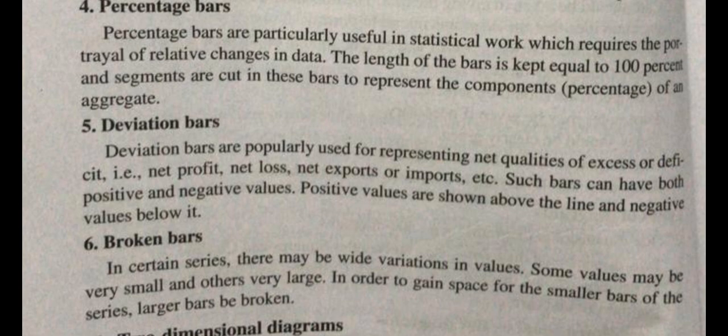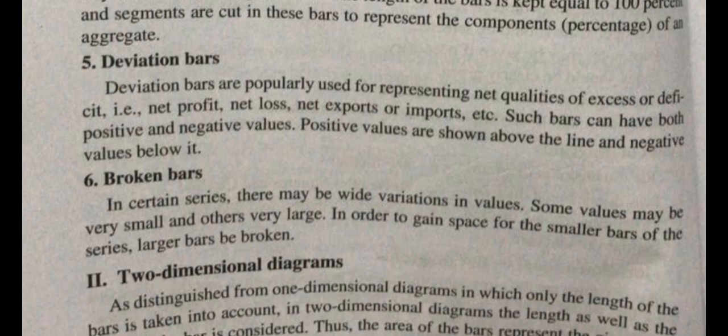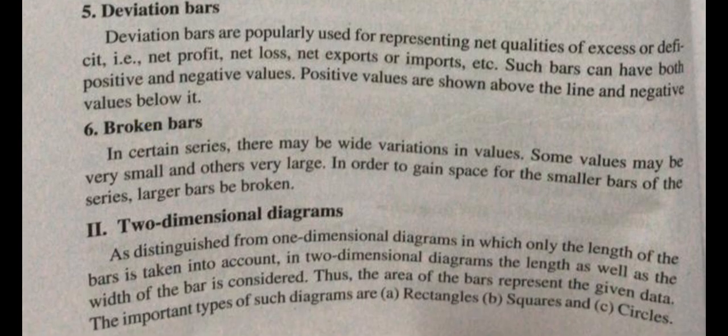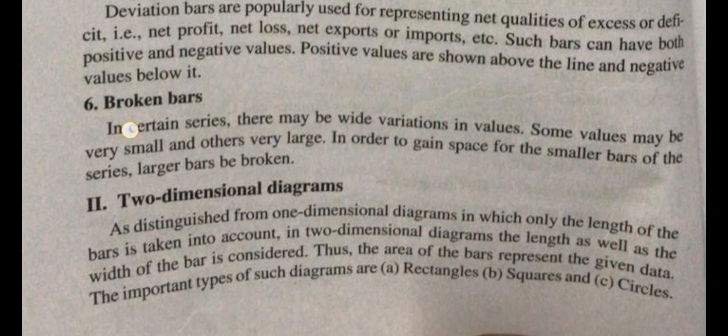The length of the bars is kept equal to 100% and segments are cut into bars to represent the component percentage of an aggregate. Then deviation bars. Deviation bars are popularly used for representing net quantities of excess or a deficit, net profit, net loss, net exports or imports, etc. Such bars can have both positive and negative values. Positive values are shown above the line and negative values below it.